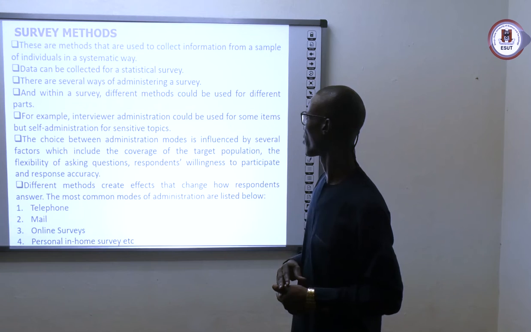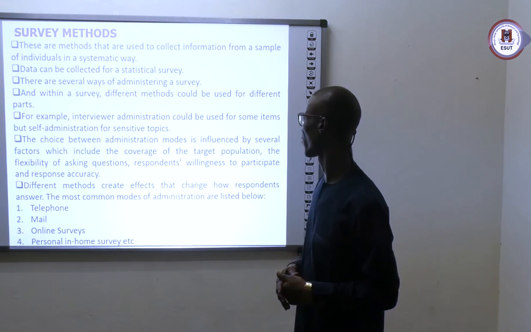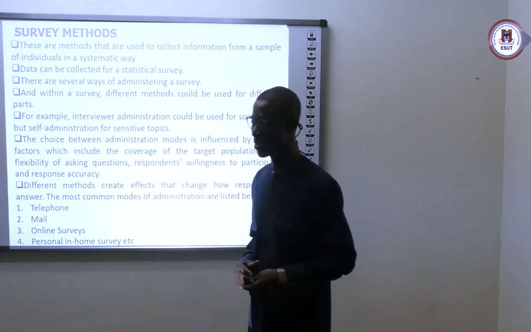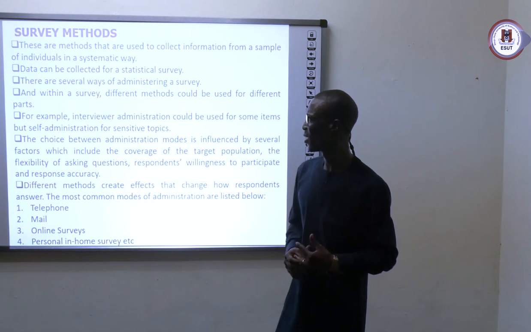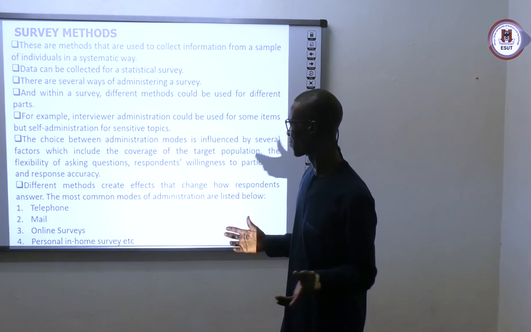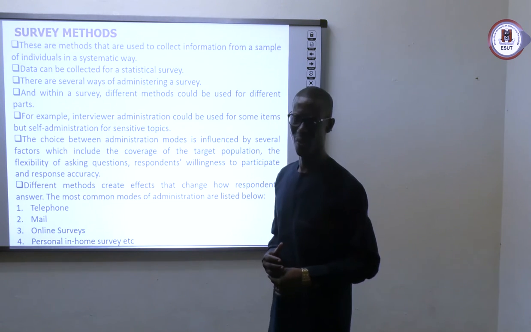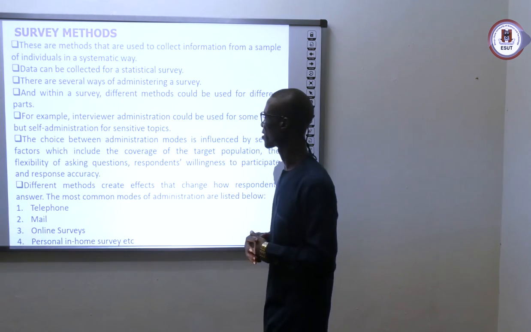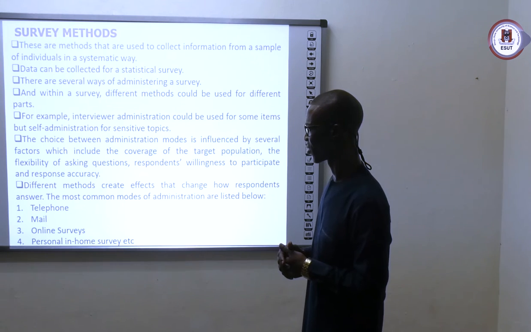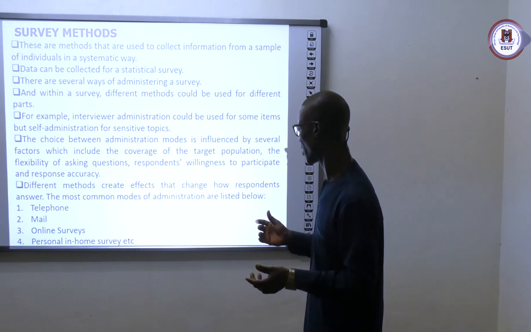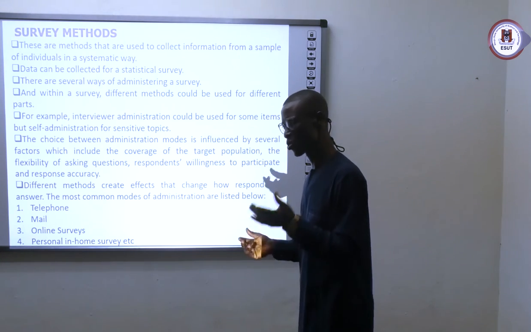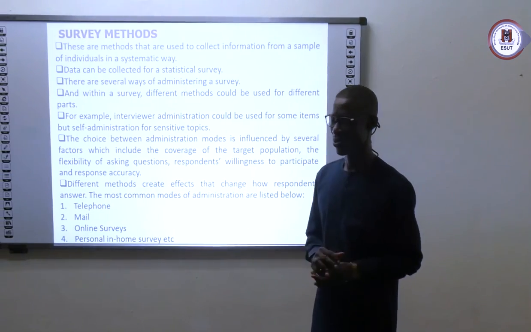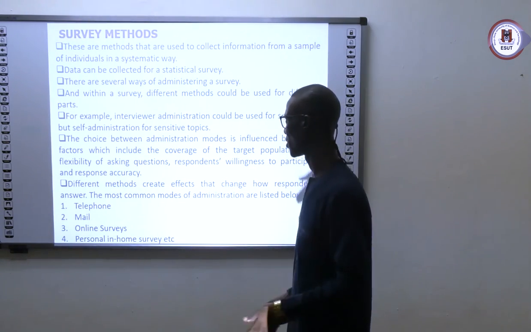So data can be collected for a statistical survey. There are several ways of administering survey data. You could administer survey data through questionnaire, through direct observation, or through administrative posting. You could also use interviews or focus group discussions. But survey data is simply a sample data collection method. We could use different techniques for administering surveys: through telephone, mail, online survey, and personal in-house survey, that is, going to people's houses to obtain information.